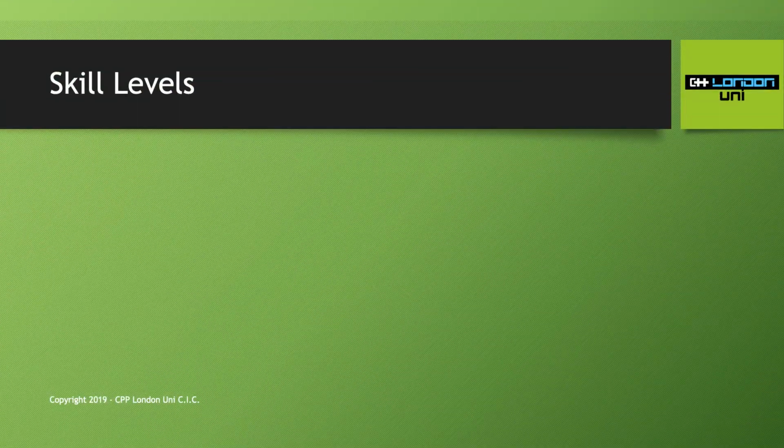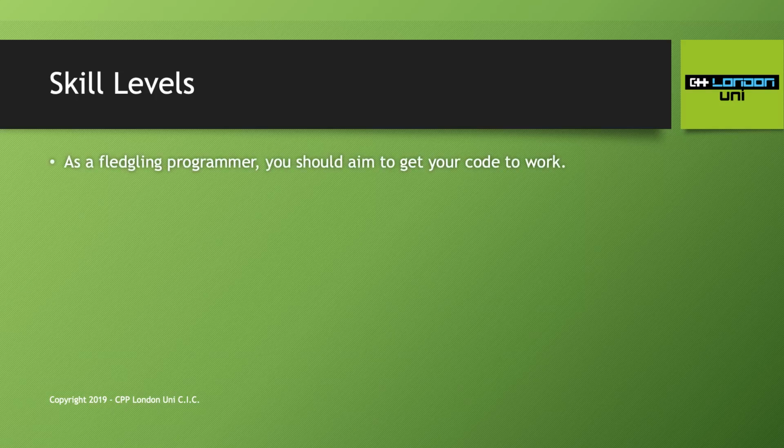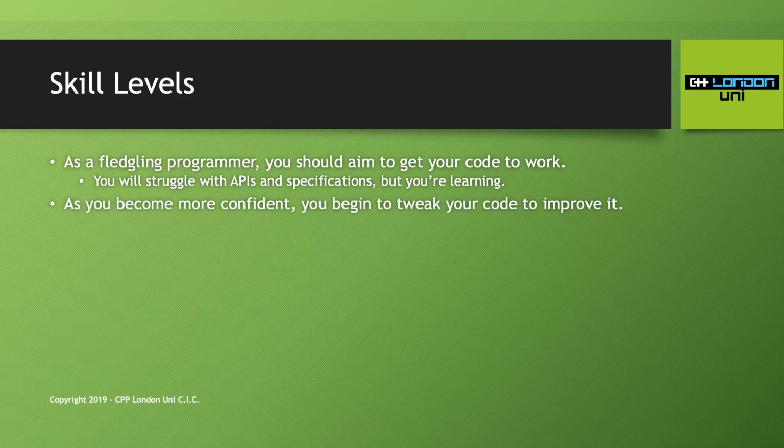So, let's just have a little chat about skill levels really, and what you should expect to be expected from you as you progress through C++. So as a fledgling programmer, just try and get your code to actually work, right? The best code is arguably the correct code anyway. So if you can at least produce something that's working, well done, great. You're probably going to struggle with reading APIs, like libraries other people have written and specifications, but that's okay. You're just starting out, you're beginning. Don't worry about that.